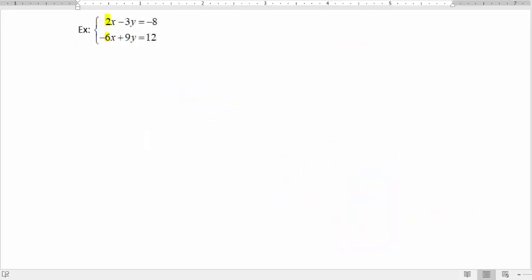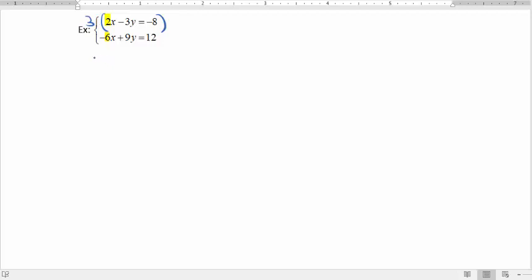So this final example throws us the obligatory curveball. So let's say we have 2x minus 3y equals negative 8 and negative 6x plus 9y equals 12. I've already highlighted the 2 and the negative 6 coefficients, indicating that that's the variable I want to look to eliminate. So we have 2 and 6 as our coefficients, well 2 and negative 6. They're already opposites. So the LCM of 2 and 6 would be 6. So all I really need to do here is multiply this top equation by 3, because then I'll have a 6x and a negative 6x, which will cancel.